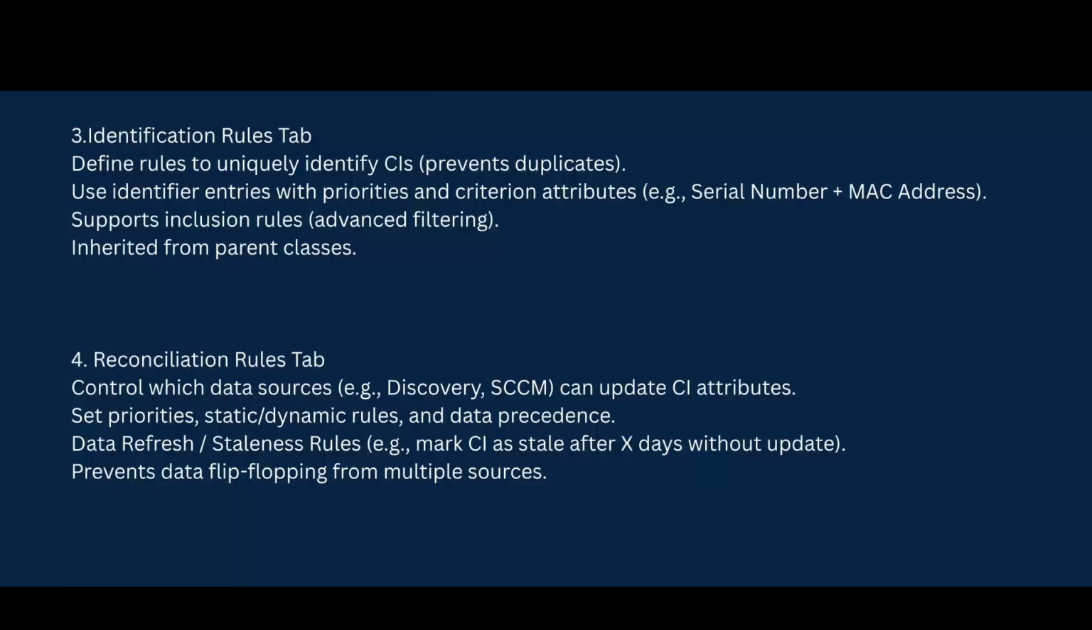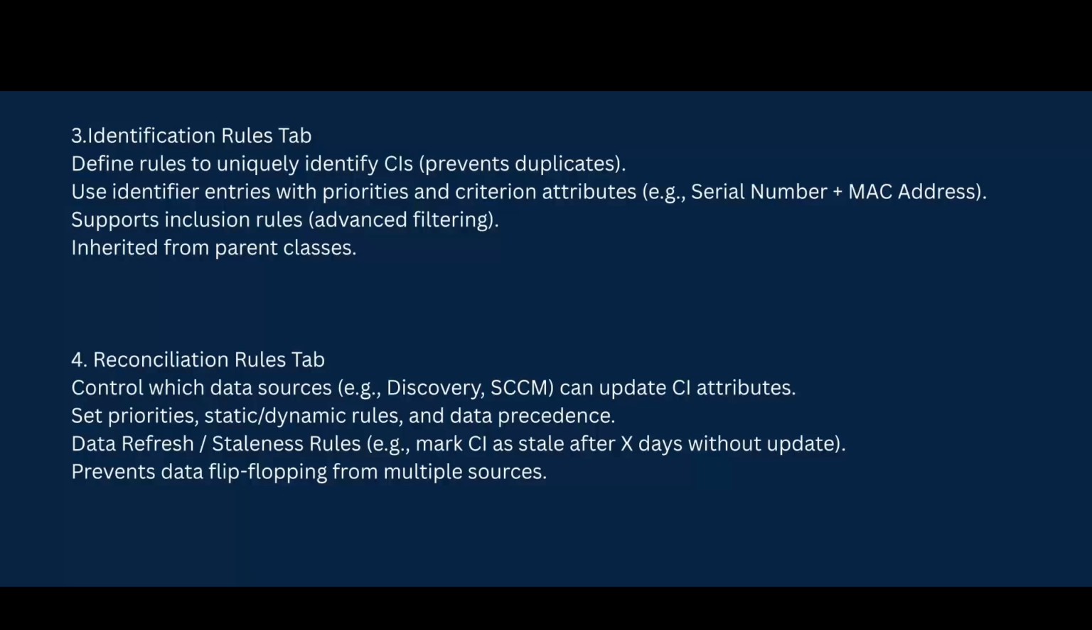Okay, now we come to the third tab, that is the identification rules tab. So basically what this particular tab does is define rules to uniquely identify CIs. This is basically we do it to prevent duplicates. Use identifier entries with priorities and criterion attributes. Example: serial number, MAC address, plus MAC address. Supports inclusion rules. We can have advanced filtering inherited from parent classes.